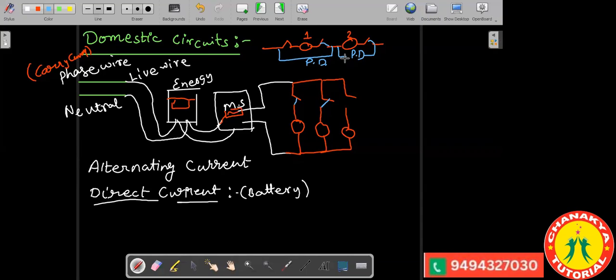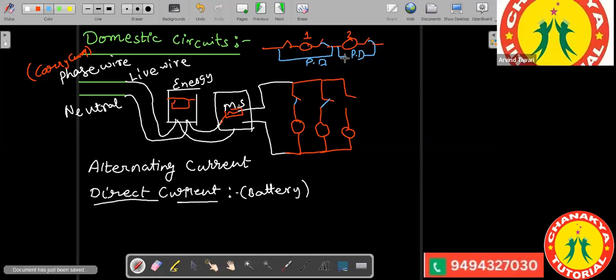In parallel, each appliance gets full voltage, no? Yes, in parallel every appliance is getting the same voltage. Suppose you are supplying 220 volt here, then each appliance is getting 220 volt. Here there is distribution of current only. Suppose here we have 5 ampere current, then some current will pass to this, some to this, and some to this. So there is just distribution of current. There is no distribution of voltage in parallel.